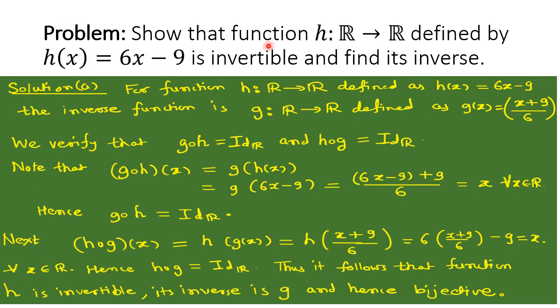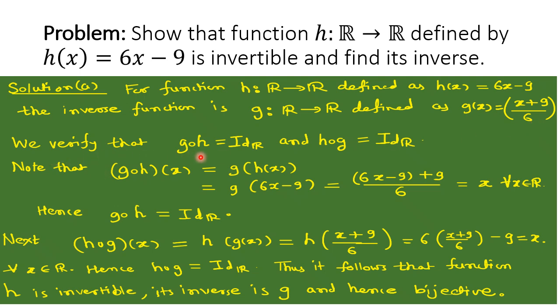Problem is to show that this function h defined as h(x) is equal to 6x minus 9 is invertible, and we need to find its inverse. Solution. For function h from R to R defined as h(x) equal to 6x minus 9, the inverse function g is from R to R defined as, now see what happens for this function h, we are multiplying x by 6 and then subtracting 9. So in the inverse function, we will add 9 and then divide by 6.